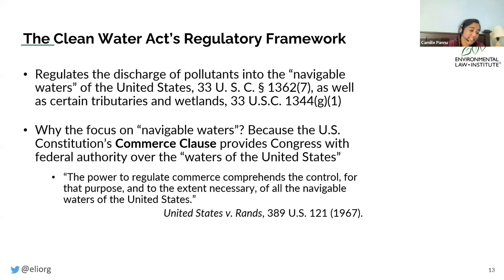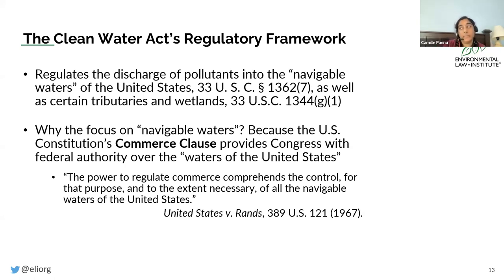So to take a step back, it helps to know where the Clean Water Act gets its authority from, because it helps set up what we'll talk about a little bit later in this session on the waters of the United States. But I wanted to set up this geographic scope a little bit.